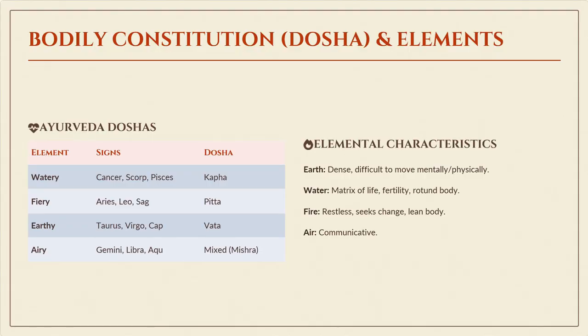Now, talking about the elements. Every Rashi also represents an element. The sequence shown here is wrong, it is not correctly given. Read it from the second one: fire, earth, air, water.